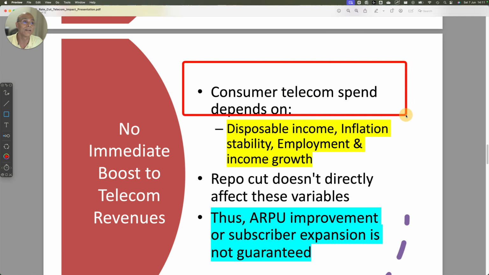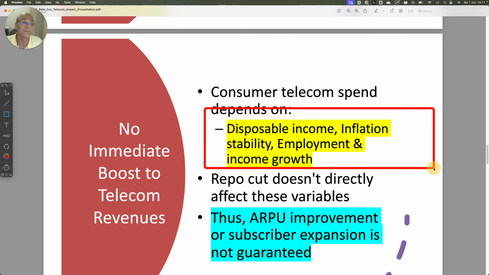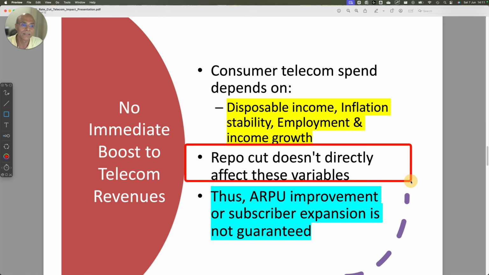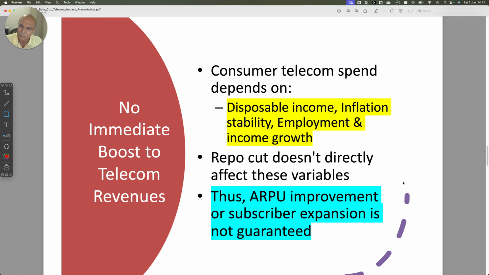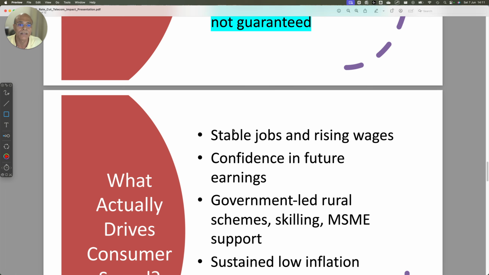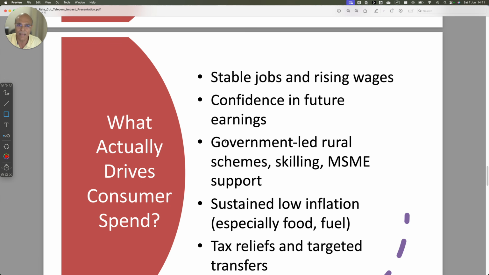Why? Consumer telecom spend depends upon disposable income, inflation stability, employment, and income growth. A repo rate cut doesn't directly affect these variables. These are more policy and structural issues. RBI doesn't have any control over these variables. Thus, ARPU movement or subscriber expansion is not guaranteed unless there is some structural improvement in the overall system, which is not going to be done through a rate cut. Just by one day, a rate cut may help, but that is not the only thing which triggers these factors. So what actually drives consumer spend?